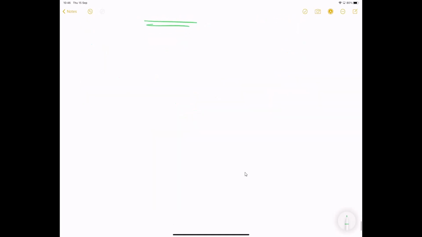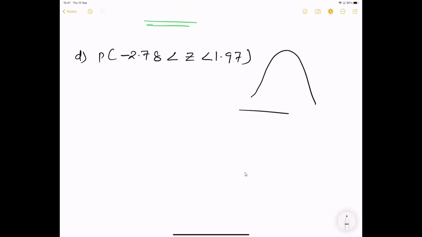In part D, the range is from minus 2.78 to 0.97, right? Just refer to your graph. Always try to draw the graph and find the answer. That is much easier, and you don't make mistakes. We want to find this area.